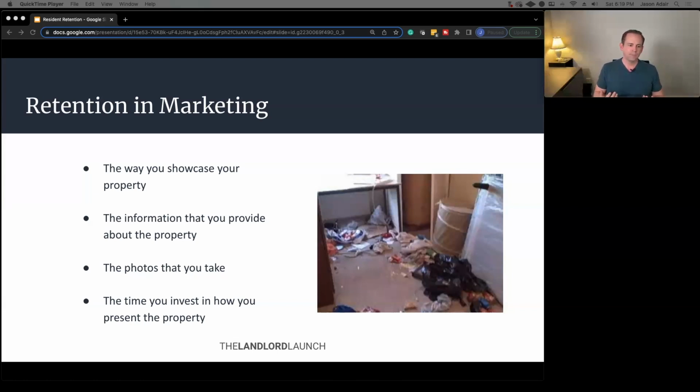So, the point being is the information that you put out there and provide about your properties, the photos you take, the way that you present the property, the way that you show the place, the time that you invest in making sure this is the best quality for this person, to impress them, to respect their time. If they come over to your property and they see this, you are wasting their time. And what kind of landlord are you going to be to them? Why would they want to rent from you if you have no qualms wasting their time like this?